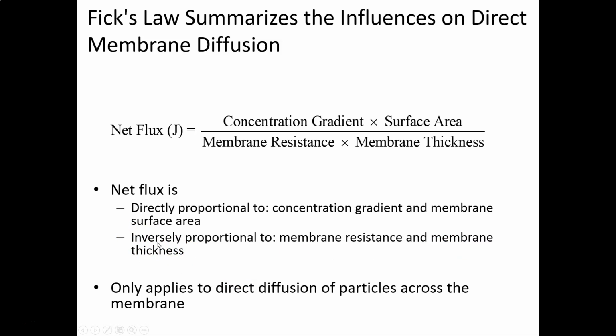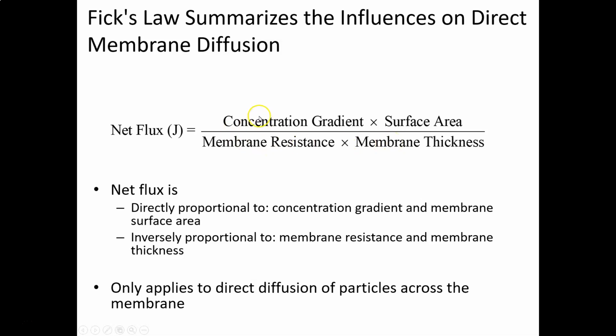So what we can do is set this up into an equation, and the equation is pretty simple in terms of how it works. We can say the net flux, which is sometimes called J, equals the things that are directly proportional divided by the things that are inversely proportional. So net flux equals concentration gradient times surface area divided by membrane resistance times membrane thickness.